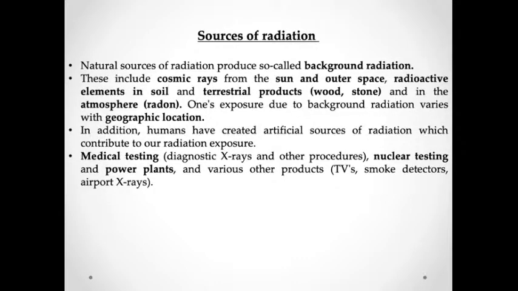So, what are the sources of radiations? There could be natural sources of radiations, so-called background radiations. These include cosmic rays from the sun and outer space, and radioactive elements in the soil, terrestrial products. All these could be related to geographical regions also. Then medical testing, nuclear testing, power plants, and various products like TVs, smoke detectors, X-rays are producing radiations.